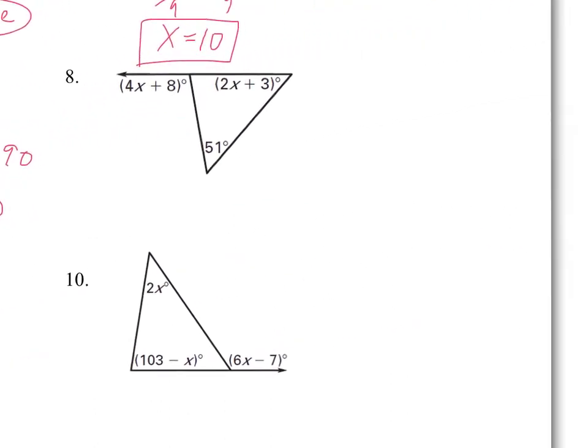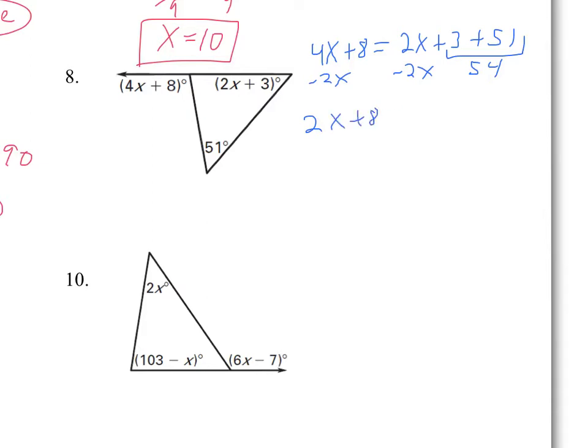Alright, number 8. Another external angle problem. Let's go ahead and set this up. 4x plus 8 equals 2x plus 3 plus 51. I'm just going to add those together right away to get 54. Then let's start doing stuff to both sides. I'm going to subtract 2x. So 2x plus 8 equals 54. Then subtract 8. 2x equals 46. Divide by 2. And x equals 23.